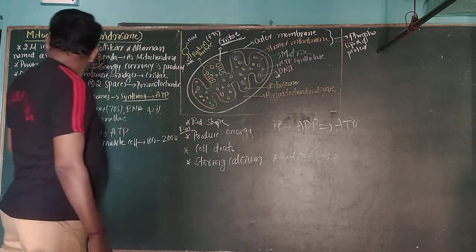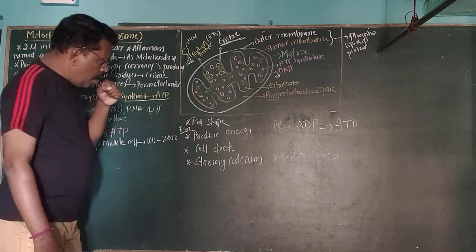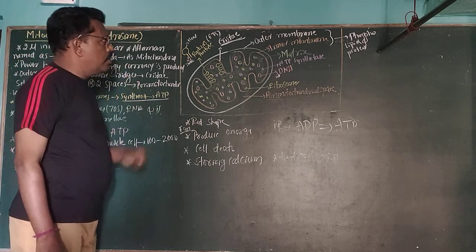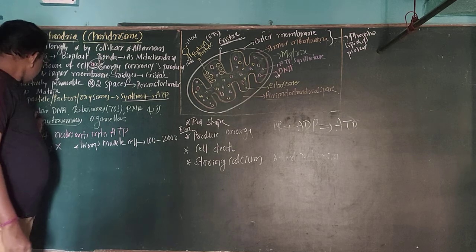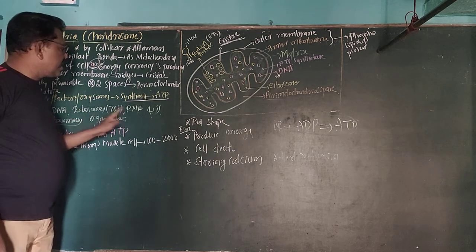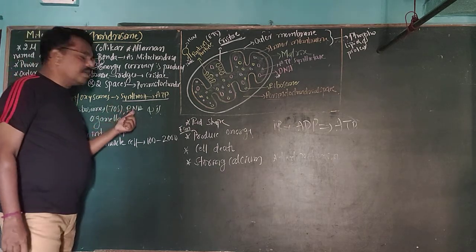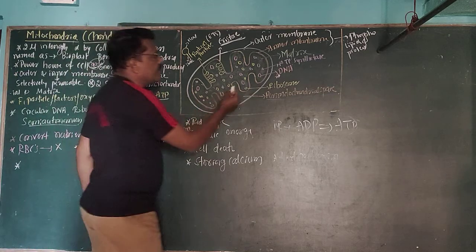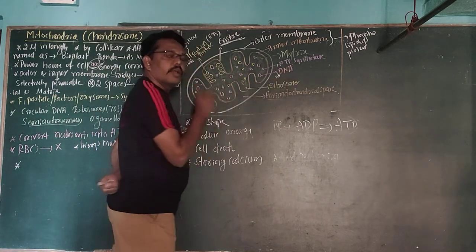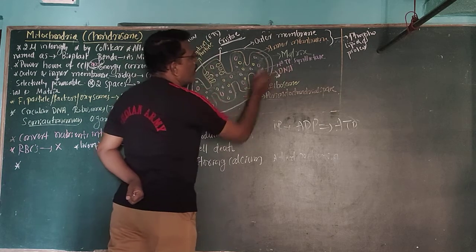Within that matrix, we will see circular DNA, 70S ribosomes, and RNA. The DNA is circular in nature.